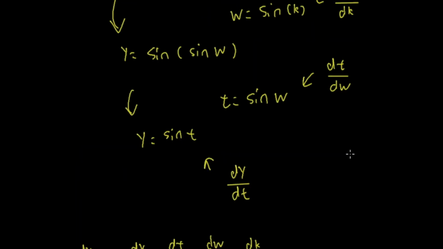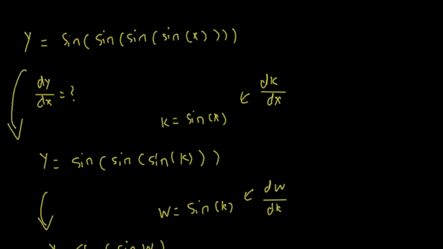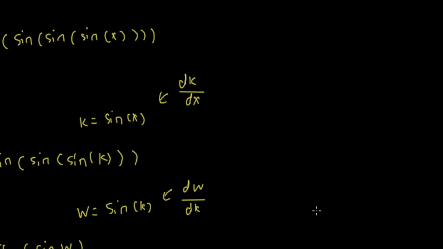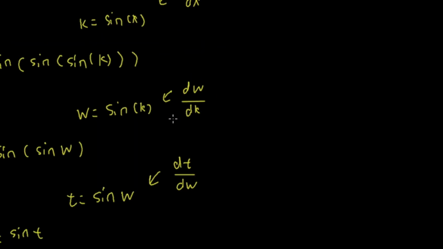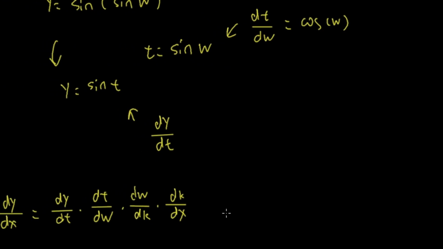Okay, now first of all, what's the derivative of k with respect to x here? Let me write here. dk over dx is cosine of x, right? Derivative of sine x is cosine of x. What's dw over dk? That will be cosine of k. What's dt over dw? Cosine of w. Finally, what's dy over dt? Cosine t.